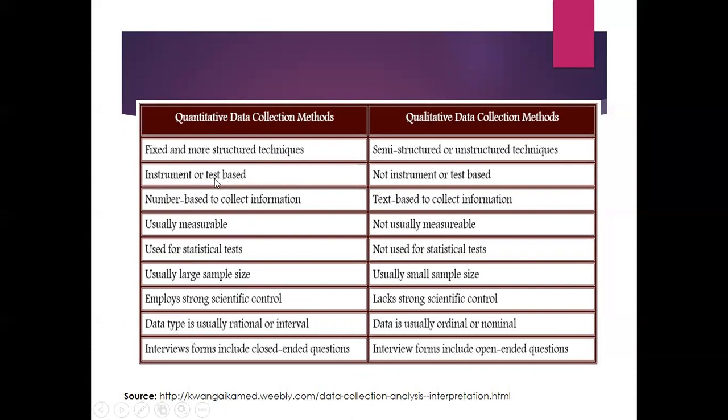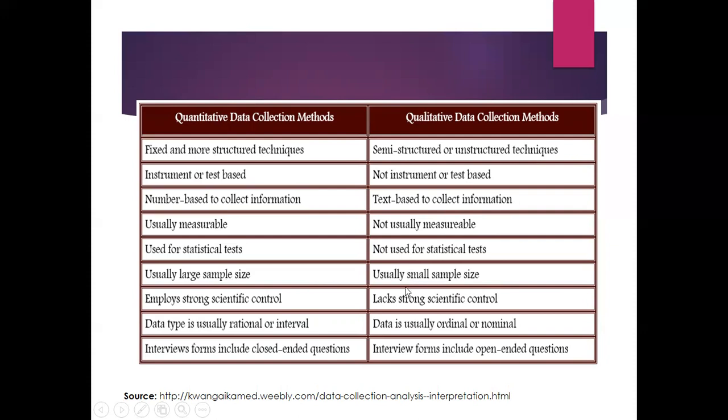Quantitative data collection, you will use instruments, not only scientific instruments, you will use questionnaire survey instruments as well. No instruments are used for qualitative. Quantitative is numbers based, whereas qualitative is text based. Quantitative is measurable, qualitative is not measurable. Quantitative, you have a large sample size, whereas qualitative, this would be a small sample size.